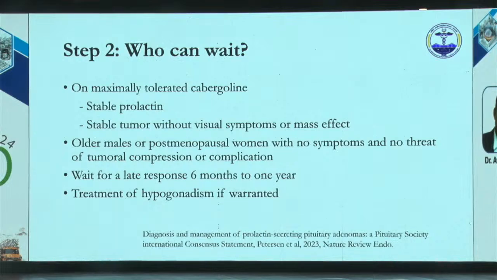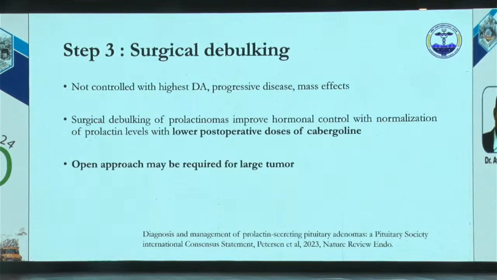This is particularly true in those types of patients like elderly males or postmenopausal women who have no symptoms. And we should wait for a late response, up to 6 months to 1 year on a stable dose, in certain patients. But here, if the patient is suffering from hypogonadism, like if the testosterone is low or fertility is desired, you can go ahead with testosterone treatment or ovulation induction.